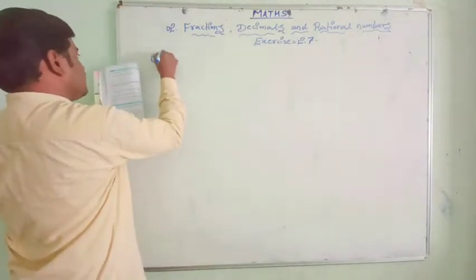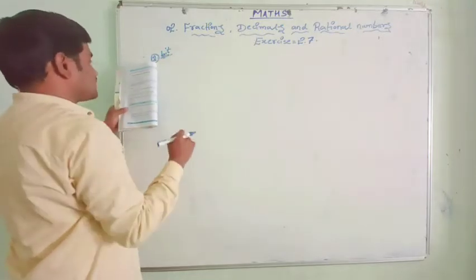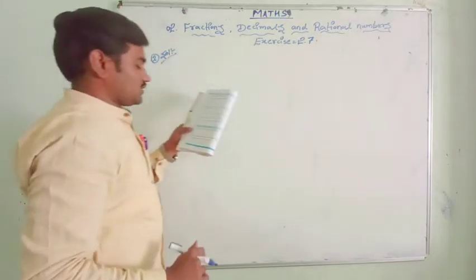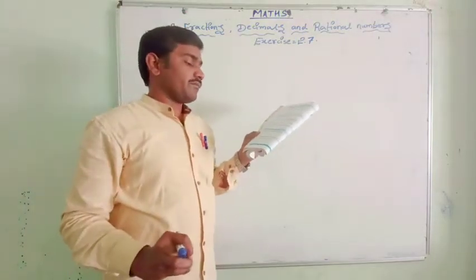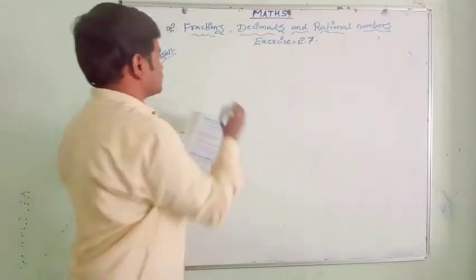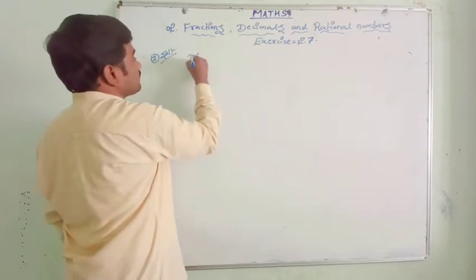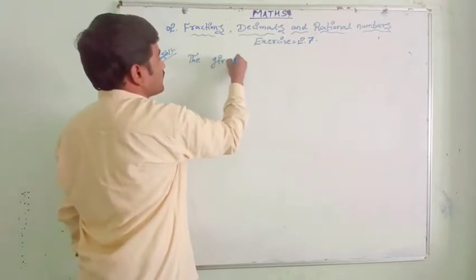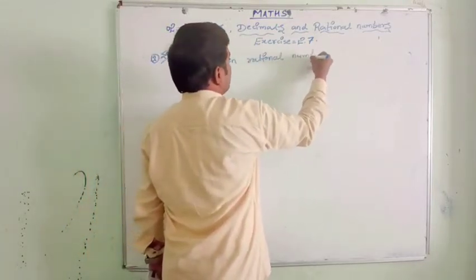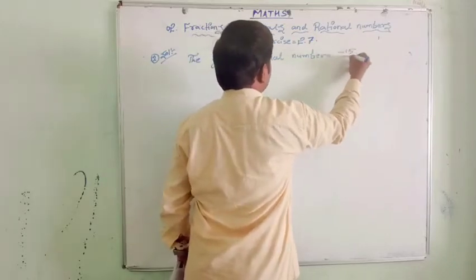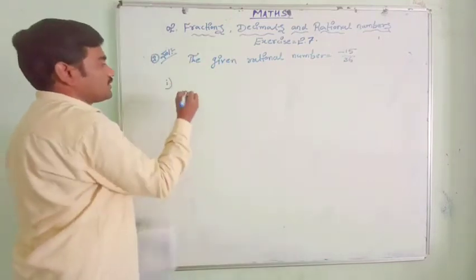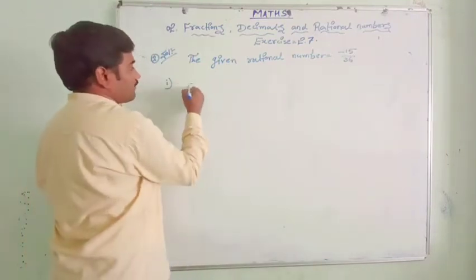Here the second bit. There is only one question and it is an important question in this exercise. What is the equivalent rational number for minus 15 by 36 with the denominator 12? The given rational number is equal to minus 15 by 36.